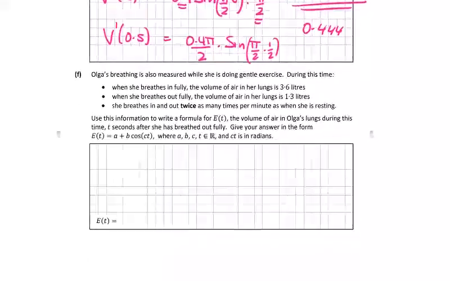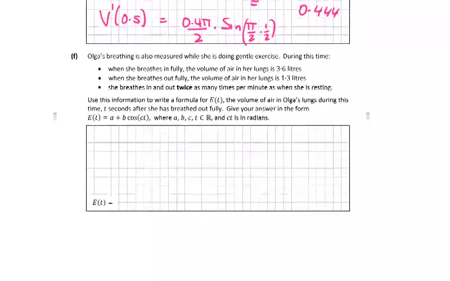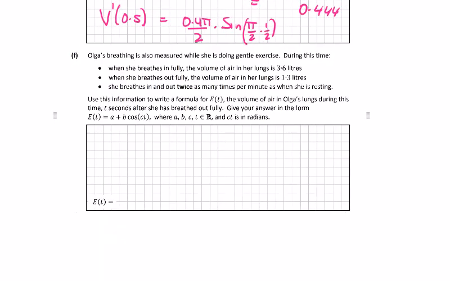Olga's breathing is also measured when she's doing gentle exercise. During this time when she breathes in fully, we have a max, and when she breathes out fully we have a min. She breathes in twice as many times per minute, so we're going to have a different curve here from when she is resting. So use this formula to find out all of these values here.